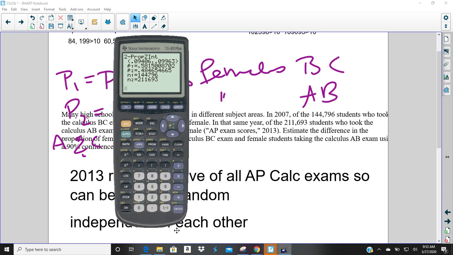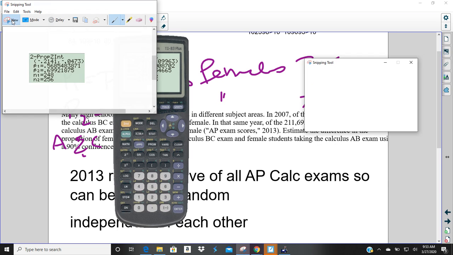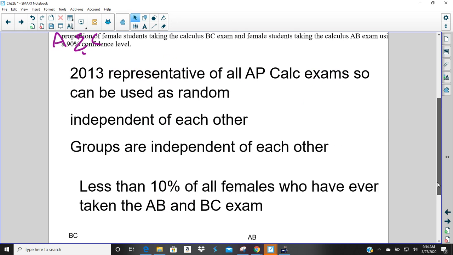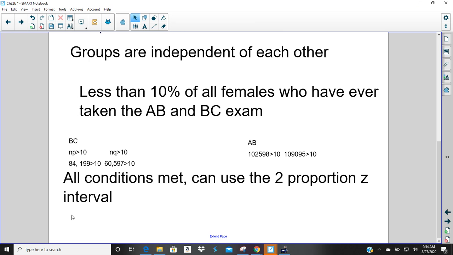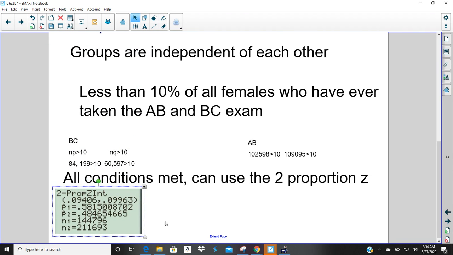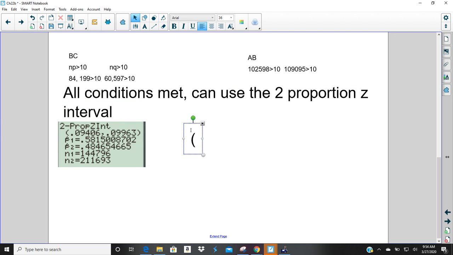Okay, so this is what we got as our calculation. We named the test, and this is the interval. Here it is. Okay, so here's my interval. This is really what I would write out right here. So my interval is 0.094 to 0.10, sorry.